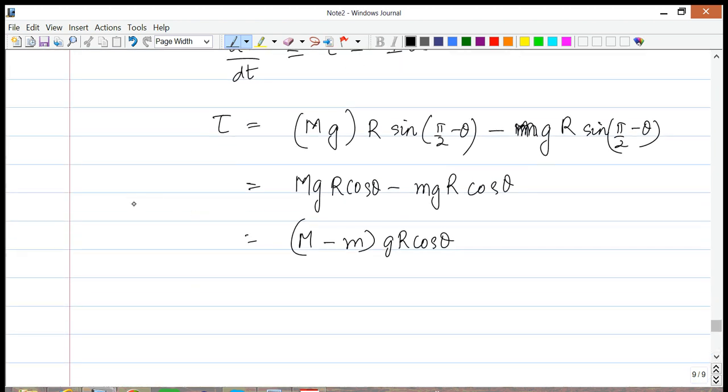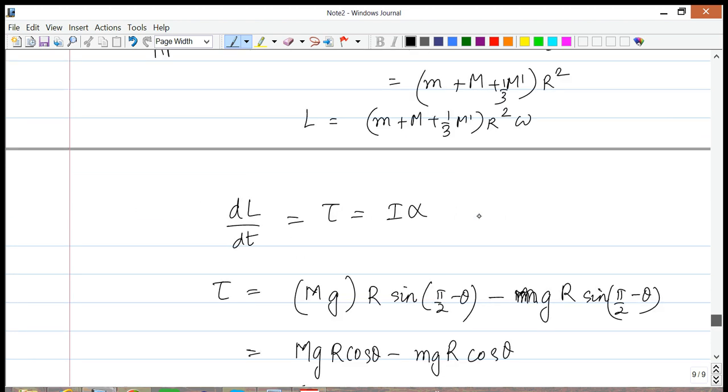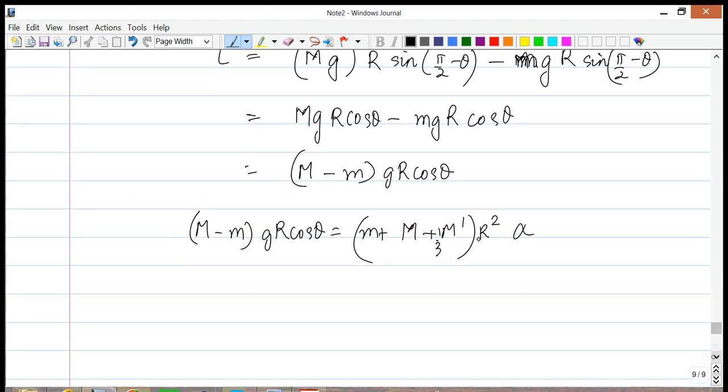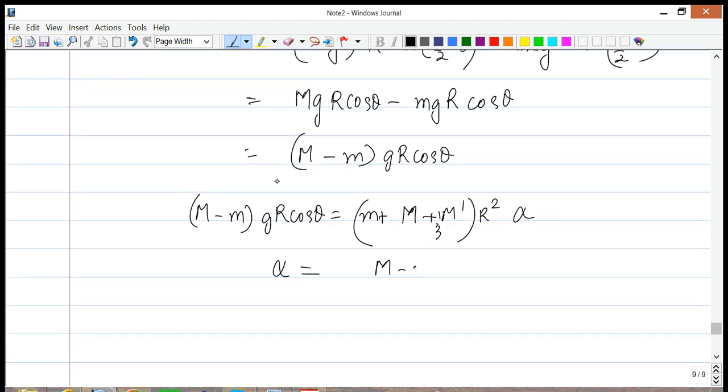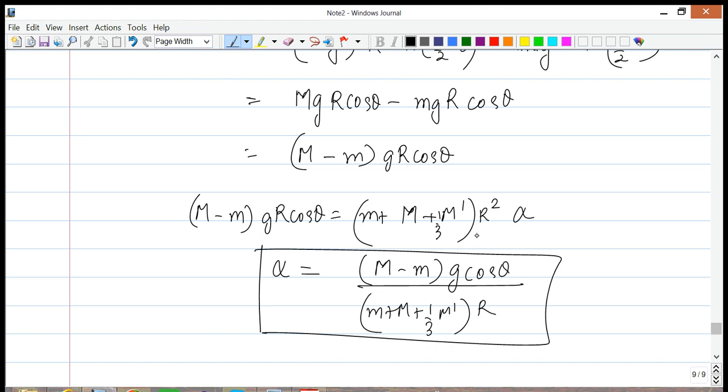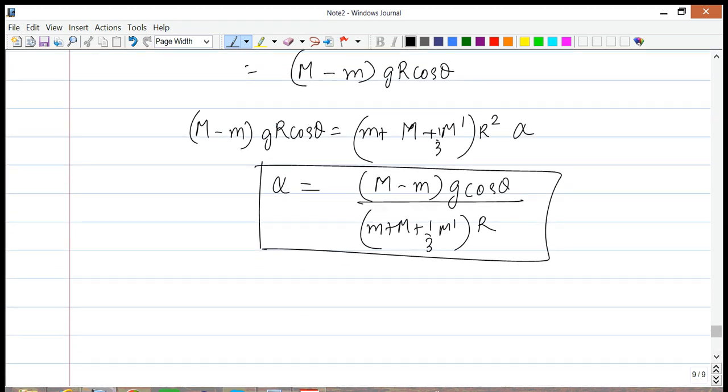Okay, now as we said, all this is equal to dL by dt, and when you do dL by dt, what we get is m plus capital M plus a third of m prime times r squared, and then when you do d omega by dt, I end up getting alpha. So this gives me alpha. Alpha is capital M minus m times g times cosine of theta divided by m plus capital M plus a third of m prime times r. So you can find the alpha, and then there are other things we can do with this problem. Okay, so check out this is another example from the textbook. Check this out, make sure that you understand what you need to do.